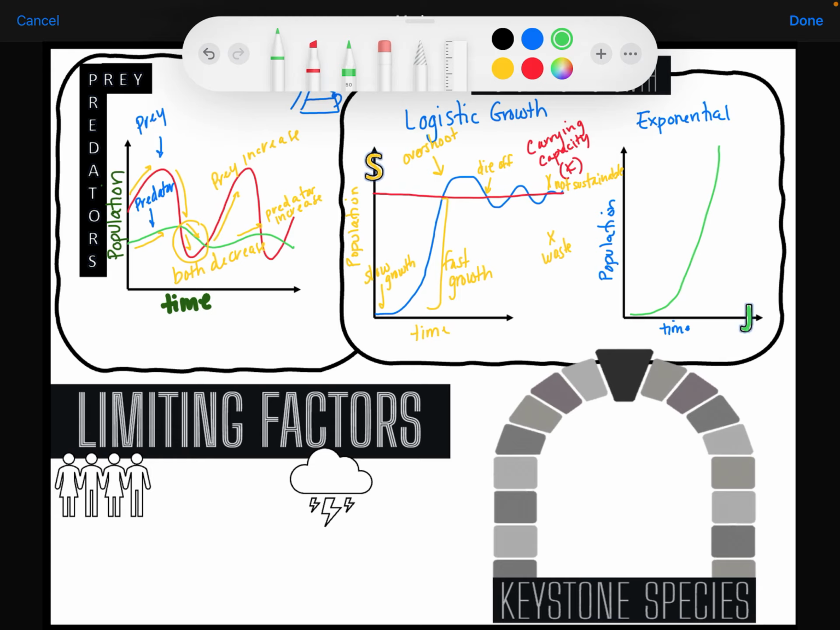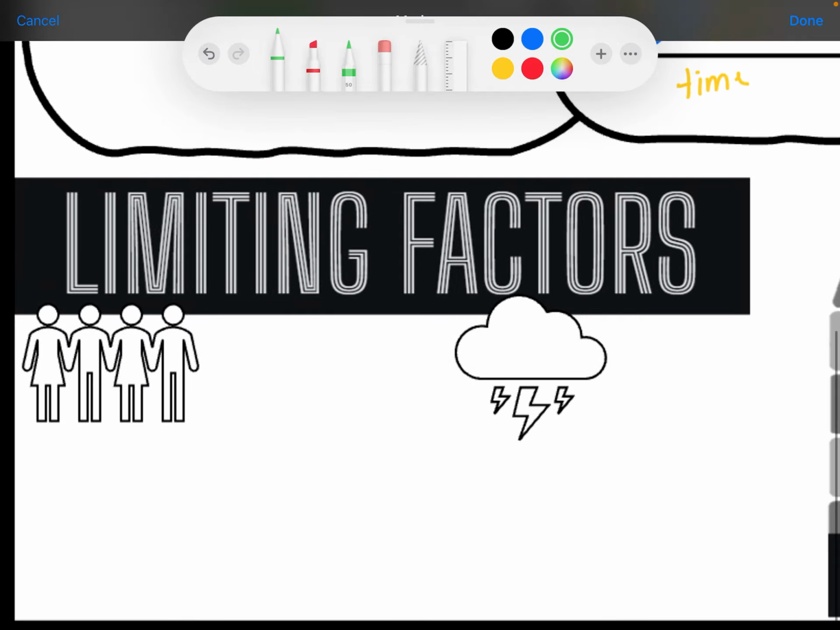So in the logistic growth, we talked about overshoot and die-off. So what are things that can limit a population? We can kind of break these into two different categories. So I'm going to start with this one over here with all the people. And this is what we call density dependent.